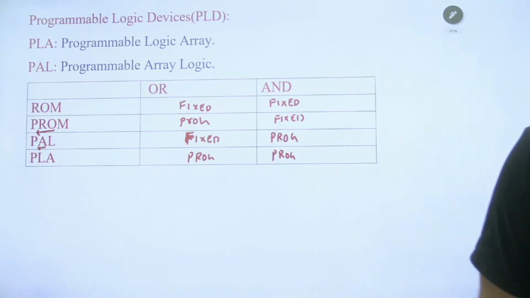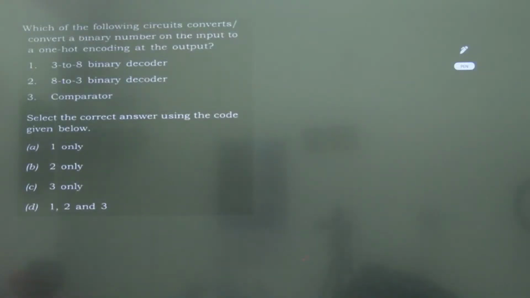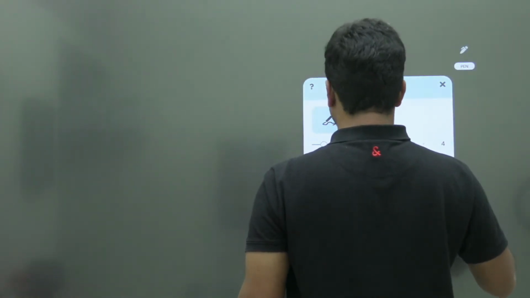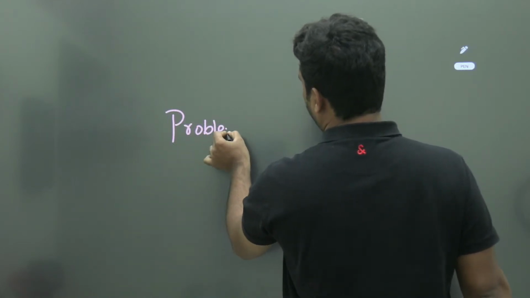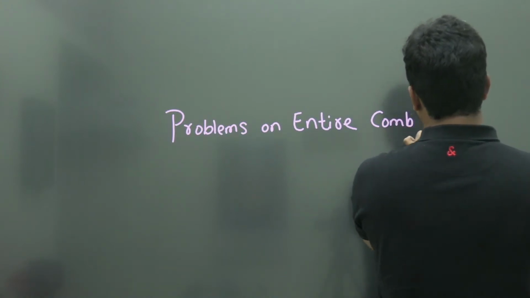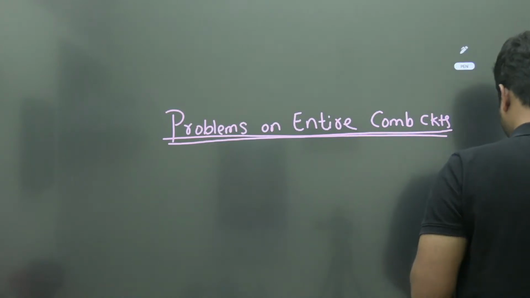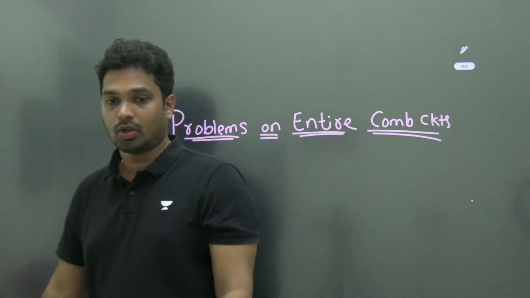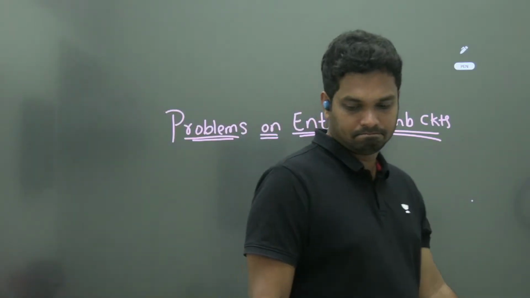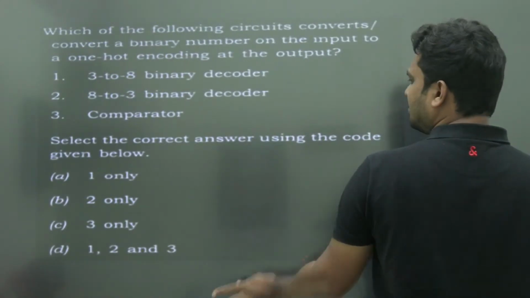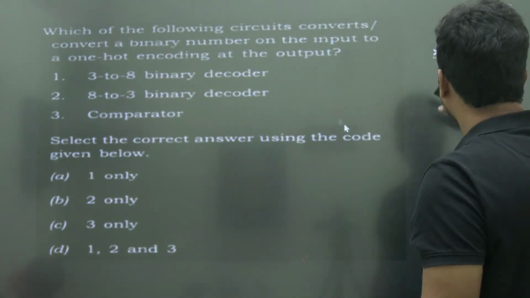Okay, so let's start that. So now, problems on entire combinational circuits. Okay, so listen. First question. Let's increase the size. So these are some PYQs from different sources, mostly electrical ESC and GATE, okay? So let's start the question.